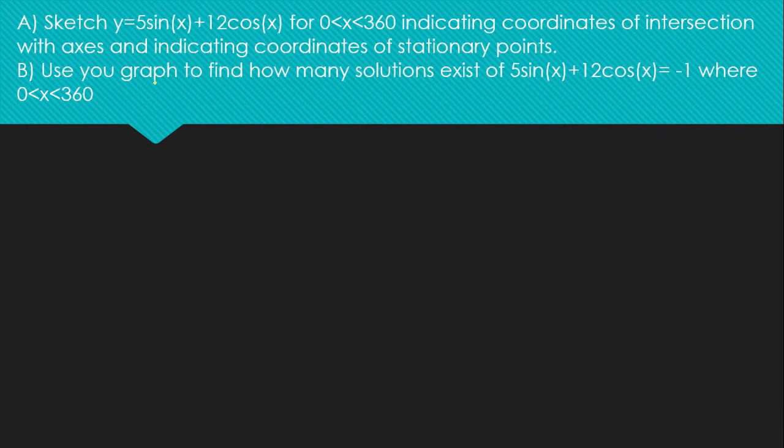So this question here, it's a bit wordy. You might want to pause the video and reword it, but I wanted to get it all on one slide, so it's a bit annoying. So sketch y equals the stuff that we just had, for x from 0 to 360, indicating coordinates of intersection with axes. That's actually one to watch out for, because a lot of people remember the x-axes but forget the y's, and we'll have a look at that in a sec. Indicating coordinates of stationary points being your maximums and your minimums. Use your graph to find out how many solutions exist of this thing equaling -1 between 0 and 360 degrees.